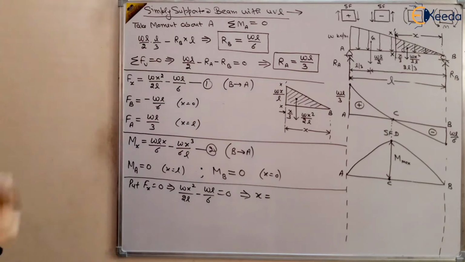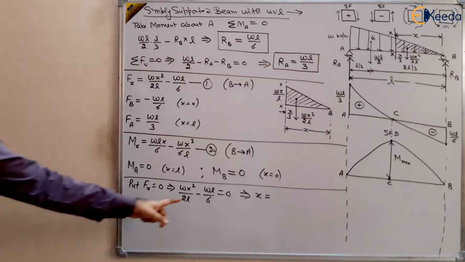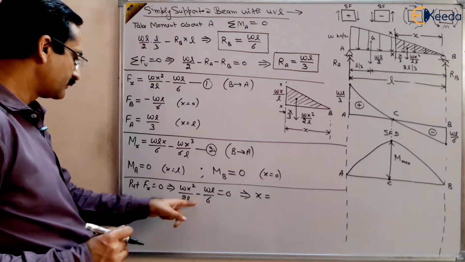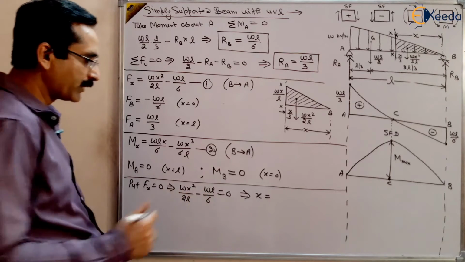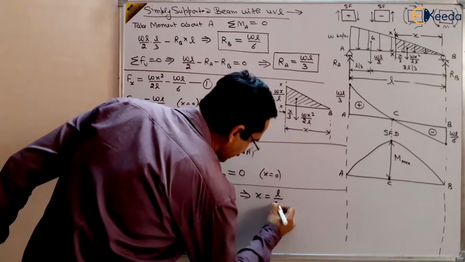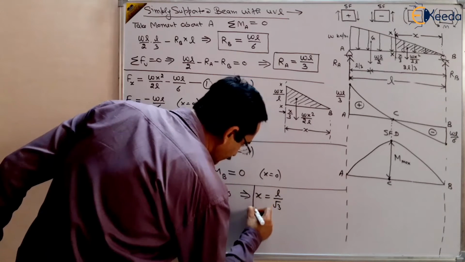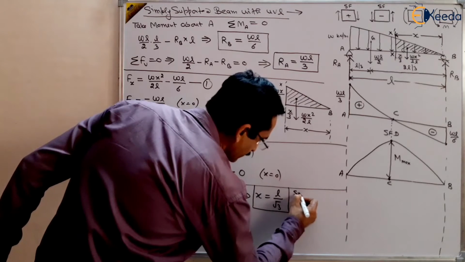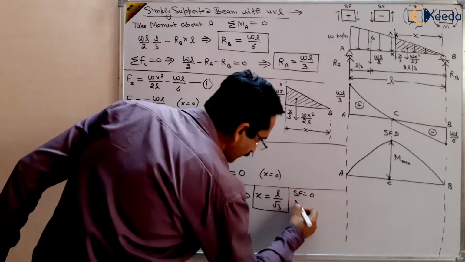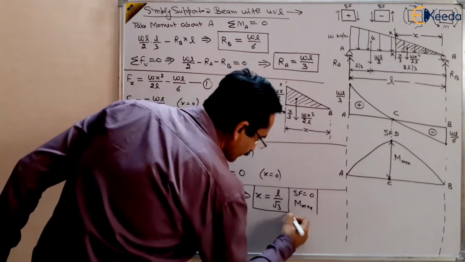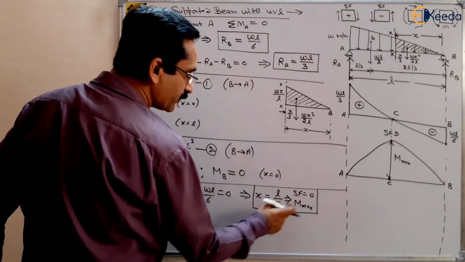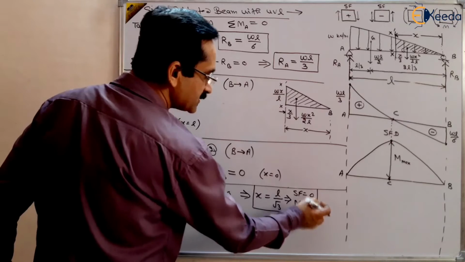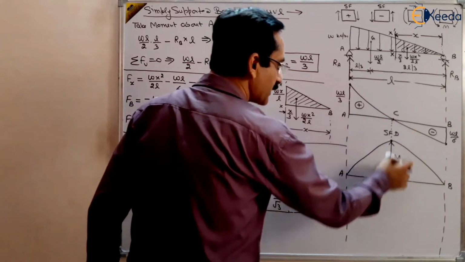Solve it and you will get the value of x at which the shear force will be equal to 0. Solve it and try it. x will be equal to L by root 3, right? So at x equal to L by root 3, shear force will be equal to 0 and bending moment will be maximum. So this is the point of maximum bending moment and zero shear force.